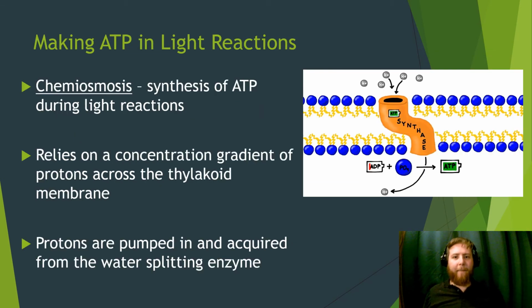All right, so now we need to make this ATP. To make ATP, we go through a process called chemiosmosis, where we're synthesizing ATP using chemical reactions. It relies on a concentration gradient of protons, and protons are those H pluses. And this whole time, we've been pumping H pluses into the thylakoid, and we've been using the water splitting enzyme to add 4 more H pluses every time we split a water. So what's happening is we're getting lots and lots of hydrogen on the inside of this thing here.